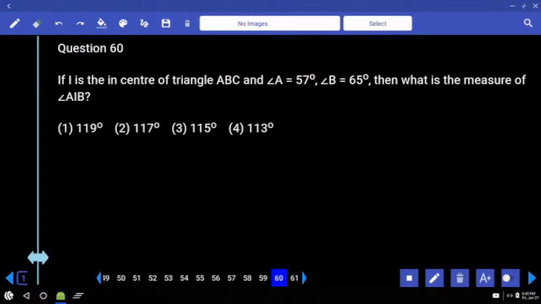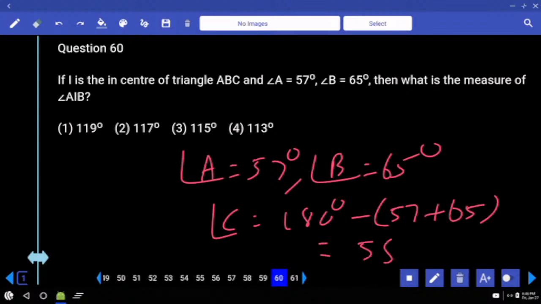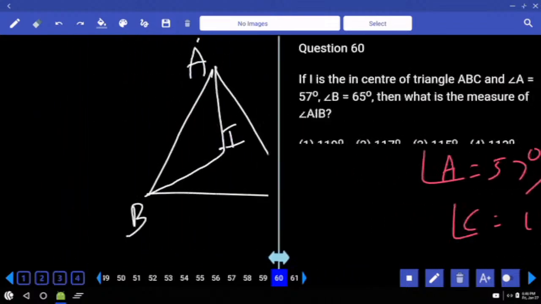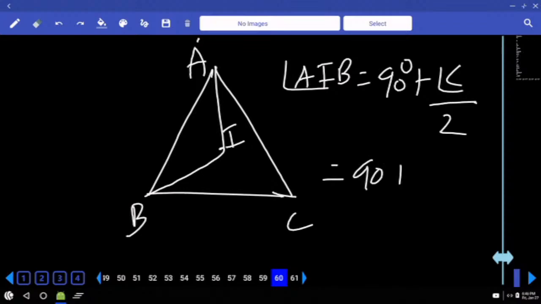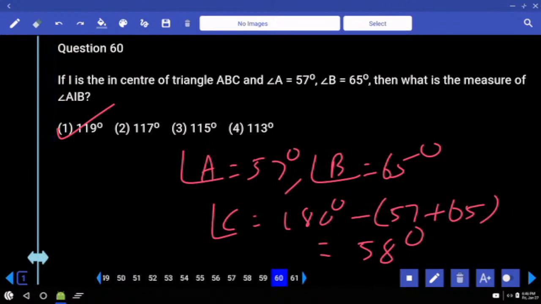Now he has given angle A as 57 in a triangle, angle B is 65. So if you want to find angle C, it is 180 minus (57 plus 65), which equals 58 degrees. So angle C is 58. So 90 plus 58 by 2, which is 90 plus 29, equal to 119 degrees. That is your answer. Yet again, an easy question only. Nothing much to worry about. This is a straightforward question only.